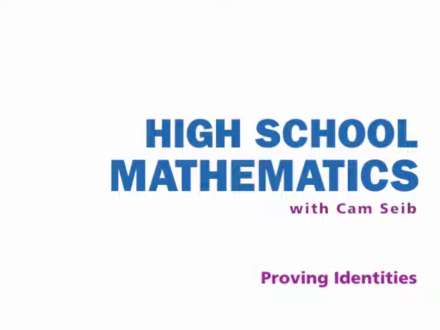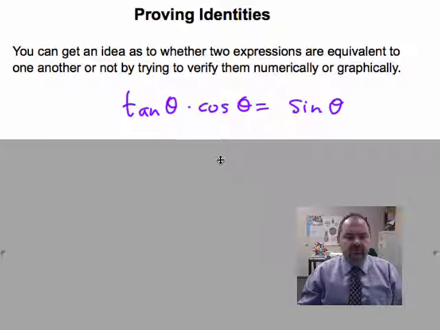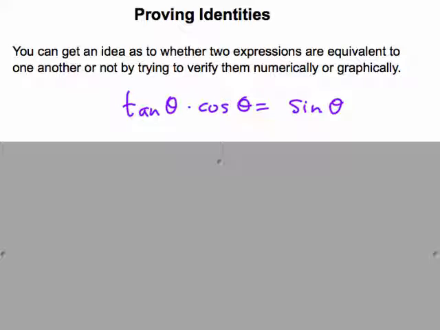I want to talk now about proving identities, which is different than what we've talked about so far, which is verifying. Verifying, remember, means a numerical or a graphical approach to try to get a feeling as to whether one thing is equal to another. So for example, if I verified numerically, I would take a value of the angle and plug into both sides to see if I got the same value, and if I did, that would give me a feeling that maybe these two things are equal.